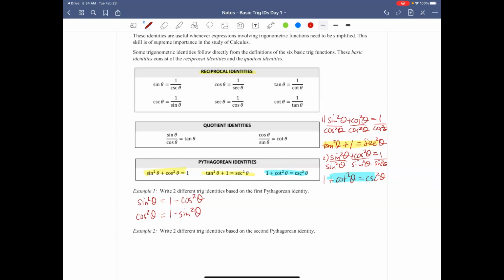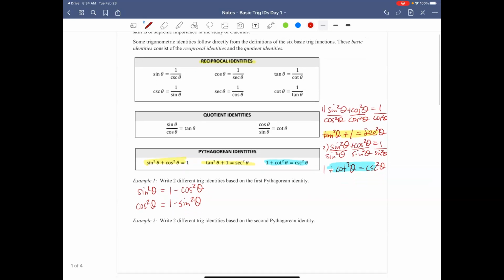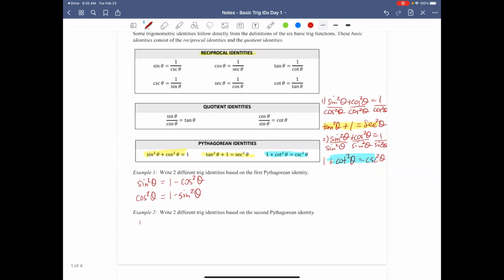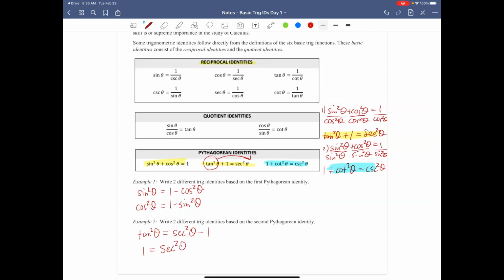We'll also do the same thing with our second Pythagorean identity. And so if I were to isolate tangent squared of theta, then what that means is that I would move over the plus 1 there. And so that would give us secant squared theta minus 1. The other thing that you'll sometimes see is you'll see the 1 isolated. And so if we were to isolate the 1, then that would equal to, taking this tangent squared and moving it to the other side, that would equal to secant squared theta minus tangent squared theta.